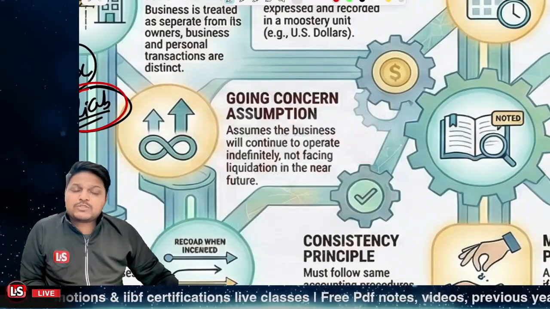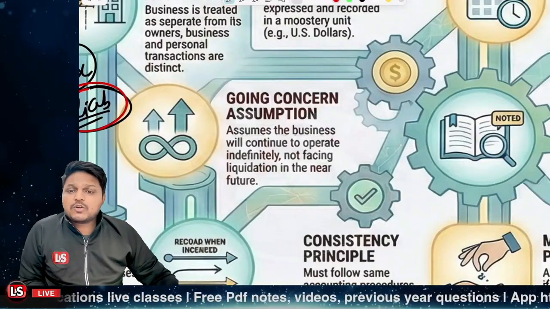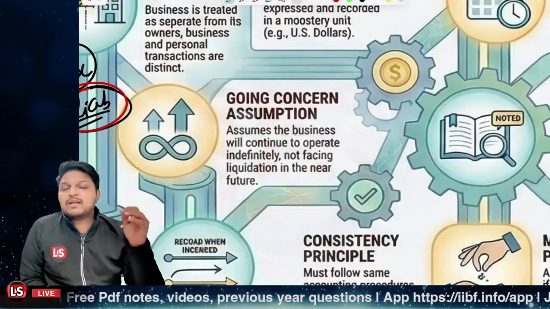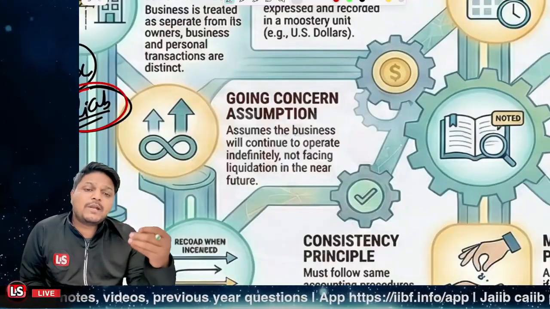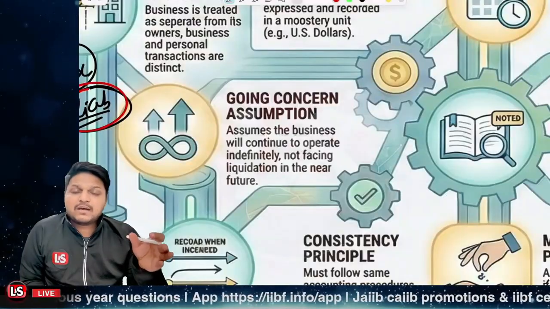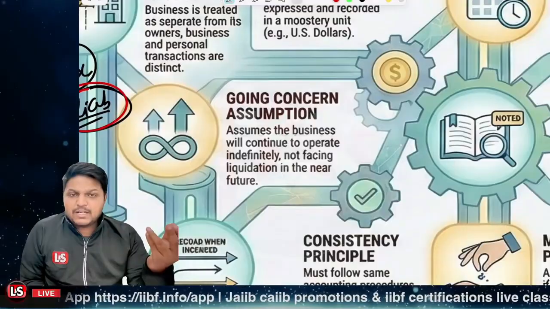Whenever we are going to set up a company, the company is set up for a longer duration. It is not set up for a short-duration purpose. That is a going concern, because if we were to consider that the business is going to liquidate in the near future, we would need to restate the assets and liabilities at the current price and not at the cost price.